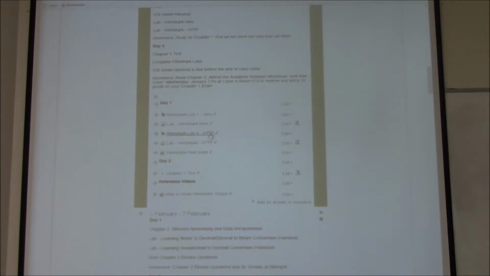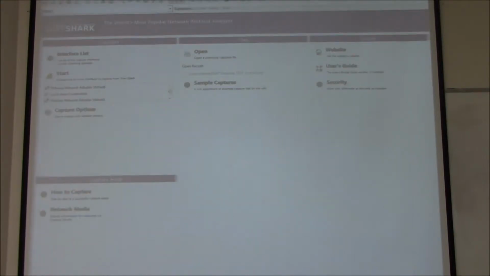The second lab is the HTTP lab. So these do different things, but essentially what Wireshark does is packet capture. So we're going to capture packets as they occur on the network and be able to drill down into them and see what's happening. So if I want to start a Wireshark capture, here's what I do.